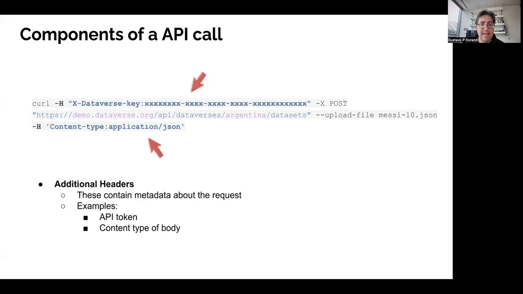And lastly, any additional headers you need. As you can see, it doesn't matter if they're at the beginning or the end of the call, but you can see here we have two different headers. One is for the API token, which we'll explain a little bit more what that means in a bit. And then last is the content type of the body that we're sending. In this case, we're sending a JSON file, so we need to let the API know. And every API will have different requirements for what headers are required. We'll talk a little bit about that as well.